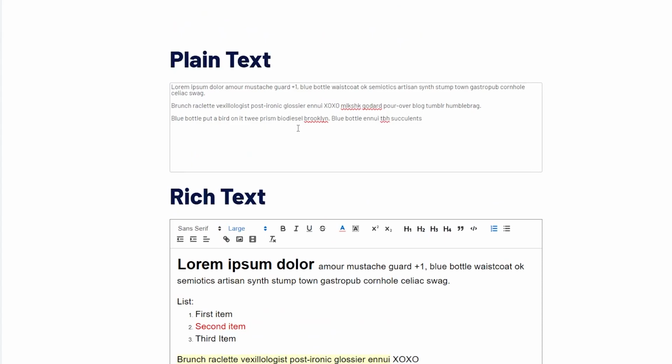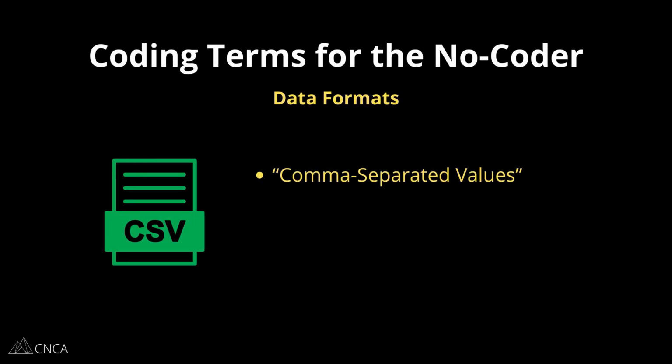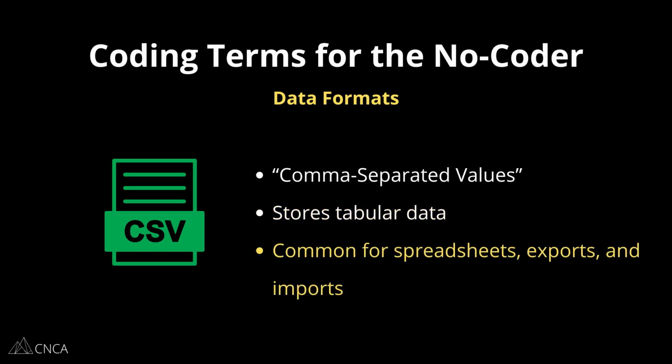in the platform. The next format here is CSV, or comma separated values. CSV is a traditional format for storing tabular data, often used with spreadsheets. So if you've worked with Microsoft Excel or Google Sheets, you've probably heard of CSV before. It's very simple and straightforward, making it a common choice for data exports and imports.